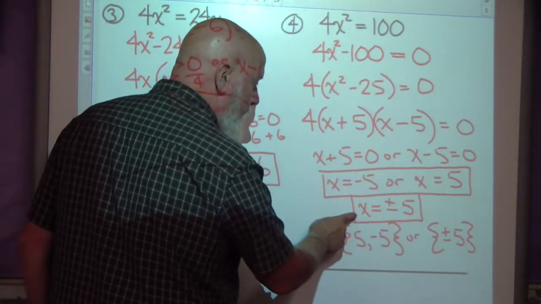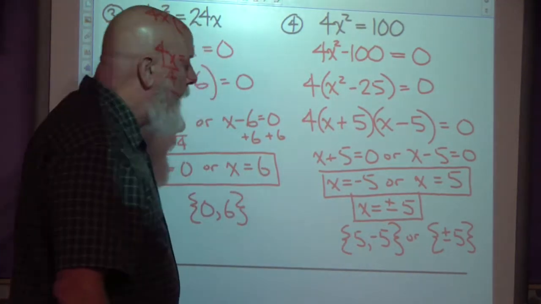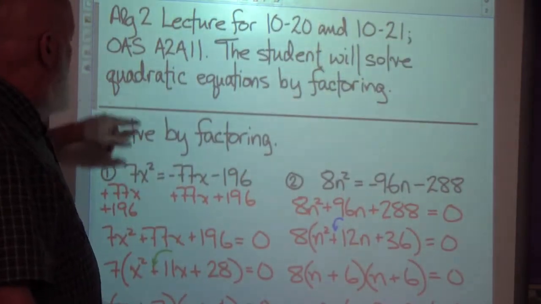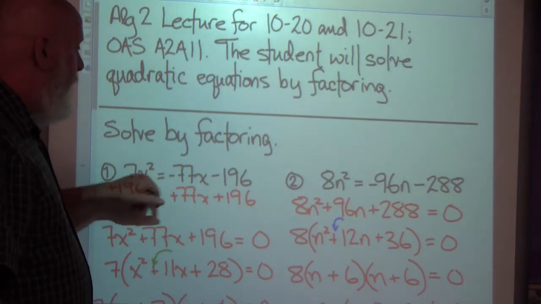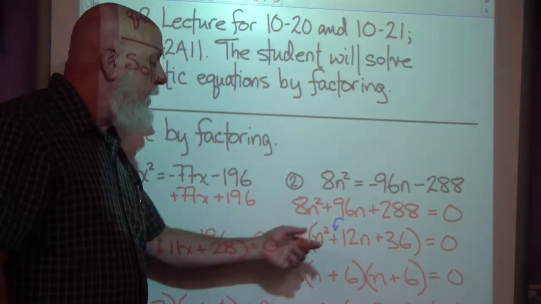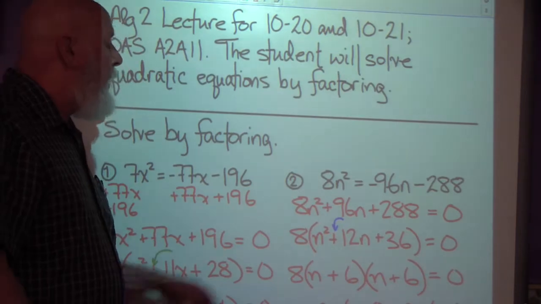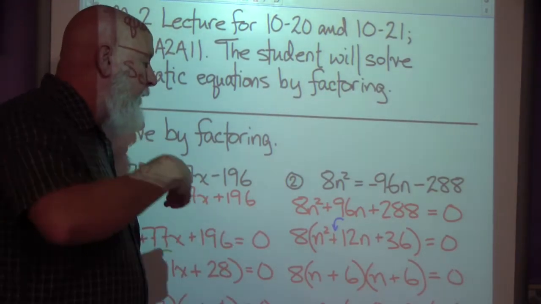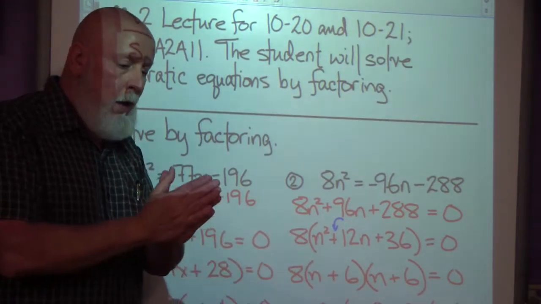So there we are. I hope that made sense. Solving quadratic equations where the coefficient of the quadratic term is not a 1. Always check to see if you can factor something out. Then use your factoring techniques and the zero product property. Hope that made sense.